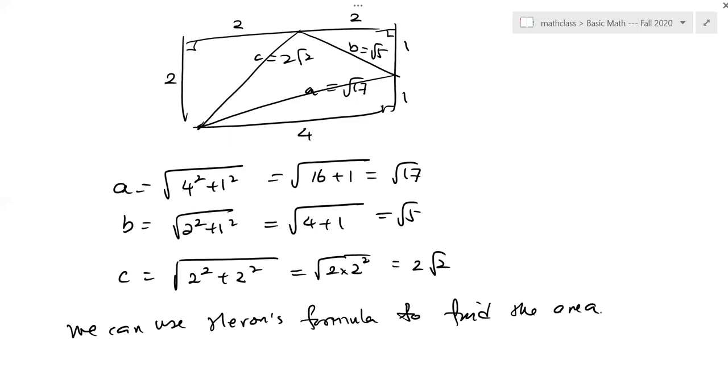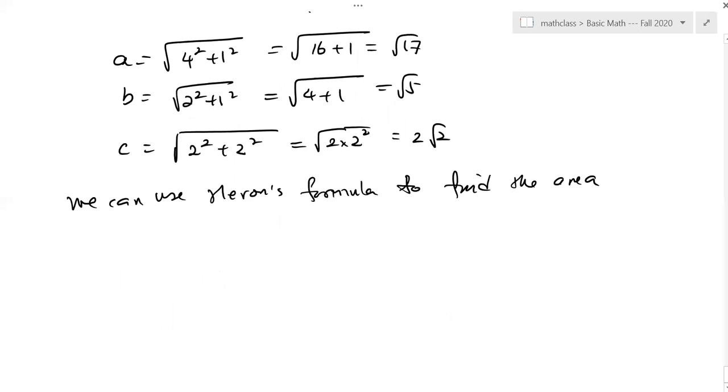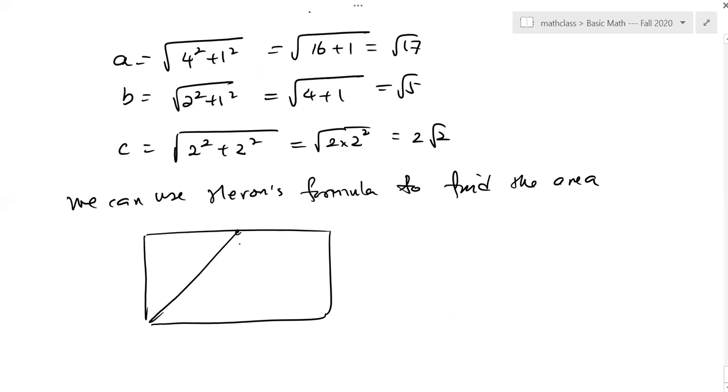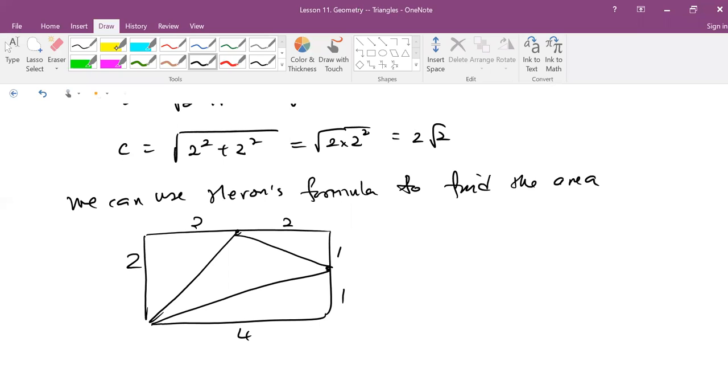First of all, how do you find the half of the perimeter? Okay, that involves radicals. So I'm not going to do it this way. I'm trying to find the area in a different way. Can you figure out how to do that? Okay, here's 1, 2, 2, 2, 4, and 1. Can you find the area of this triangle?